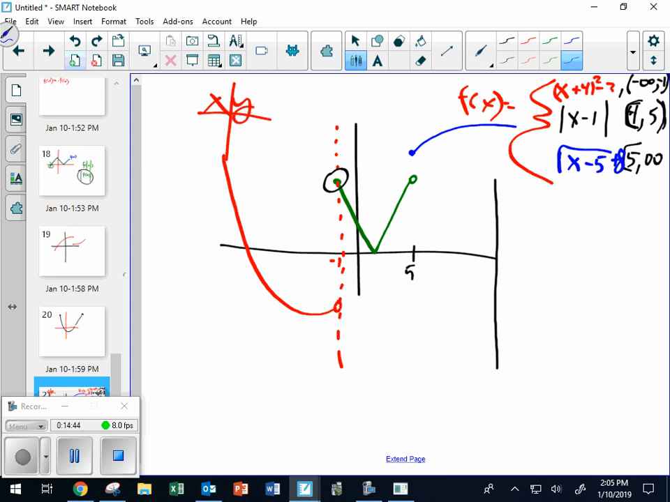Yep. If they were to meet in the same spot, let me show you. Let's say this was down here. That's legal as long as one of them has a solid dot and one of them has an empty dot. Yes?